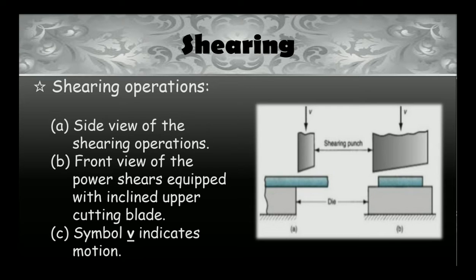Shearing operation. The figure shown today is a shearing operation. We have here figure A, side view of the shearing operation, and B, front view of the power shears equipped with inclined upper cutting blade. The symbol V in the upper part of the figure indicates motion.